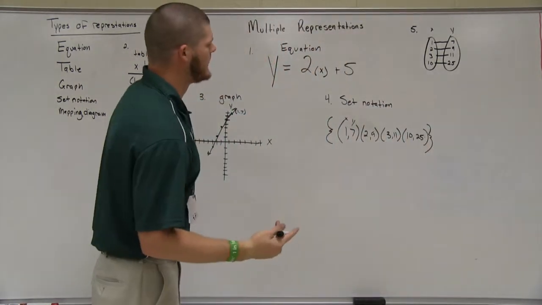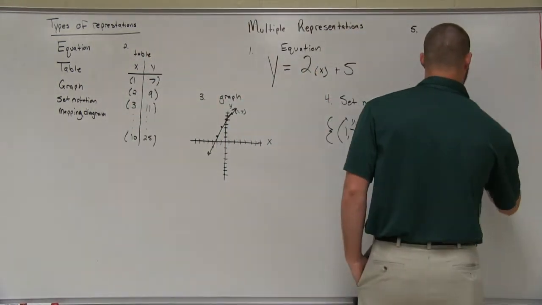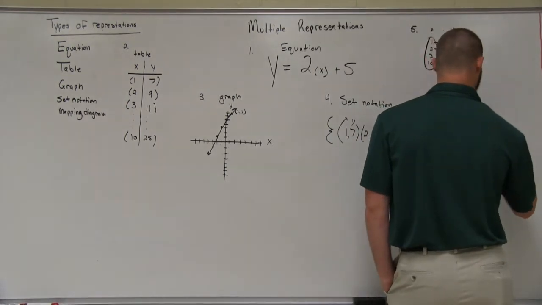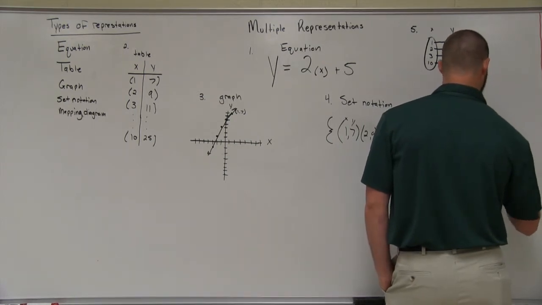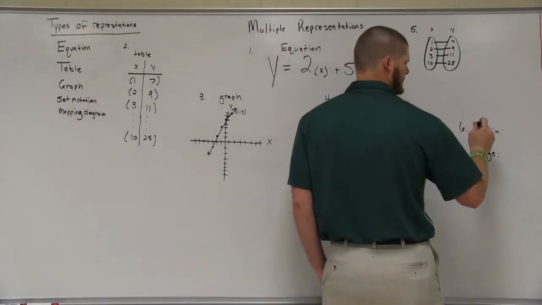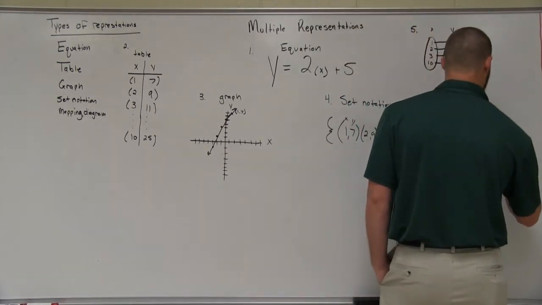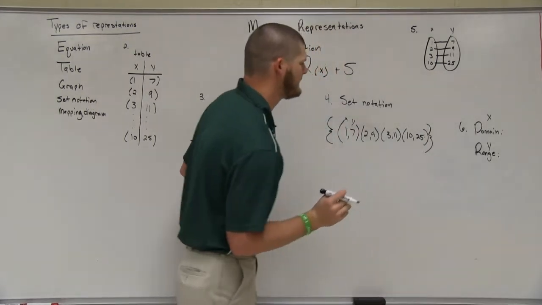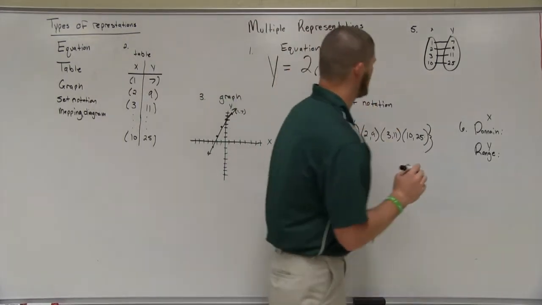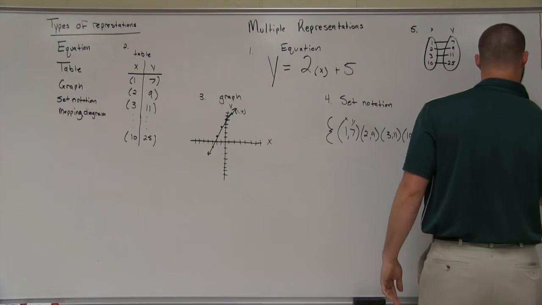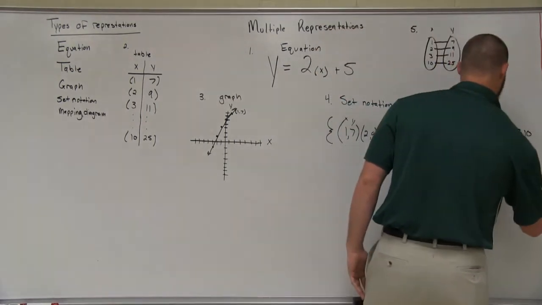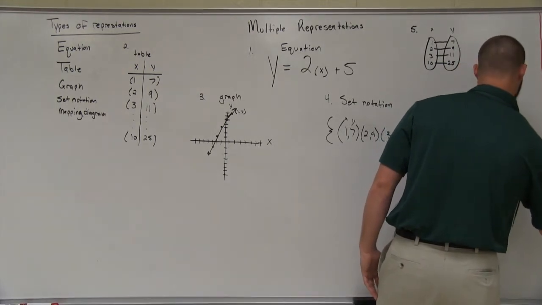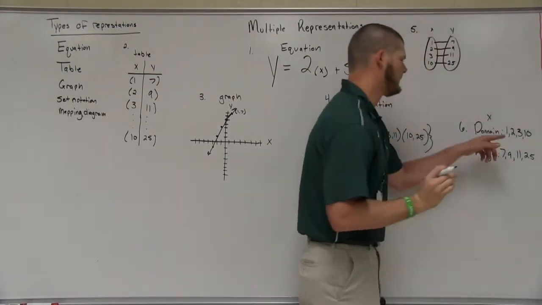It's pretty simple. And then my sixth and final way is to look at it in terms of domain and range. My domain represents my value for x and my range represents my value for y. So the domain of this equation, or the data that we have, would be 1, 2, 3, and 10. And my range would be 7, 9, 11, and 25. And again, we could match those up.